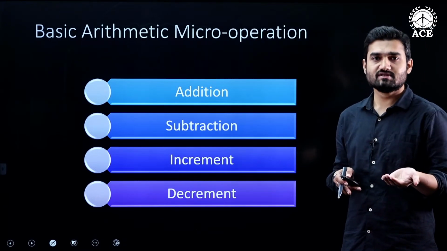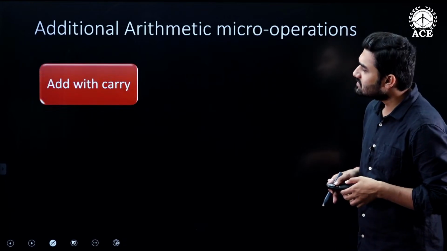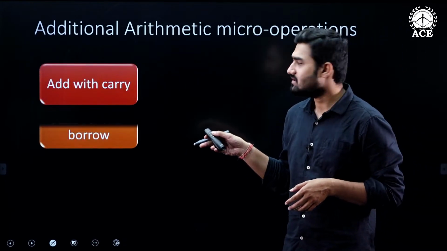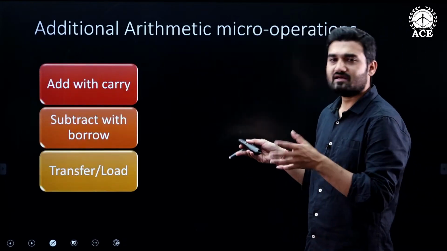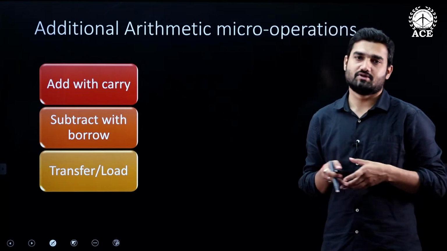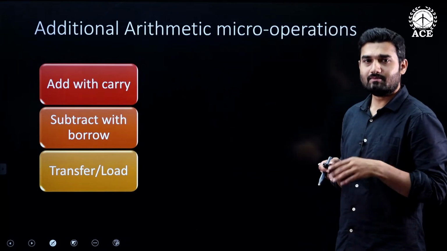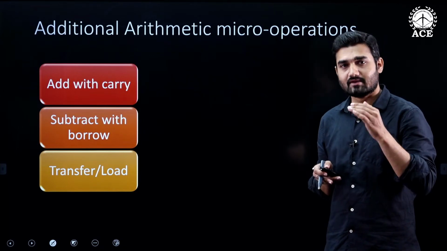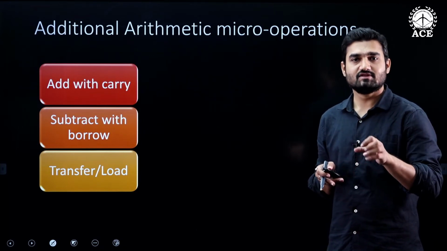Some additional micro operations are also there. What are those? You can add with carry, you can subtract with borrow, you can transfer and load. These are all also micro operations. Okay, fine. We came to know about the types of micro operations present inside the CPU.